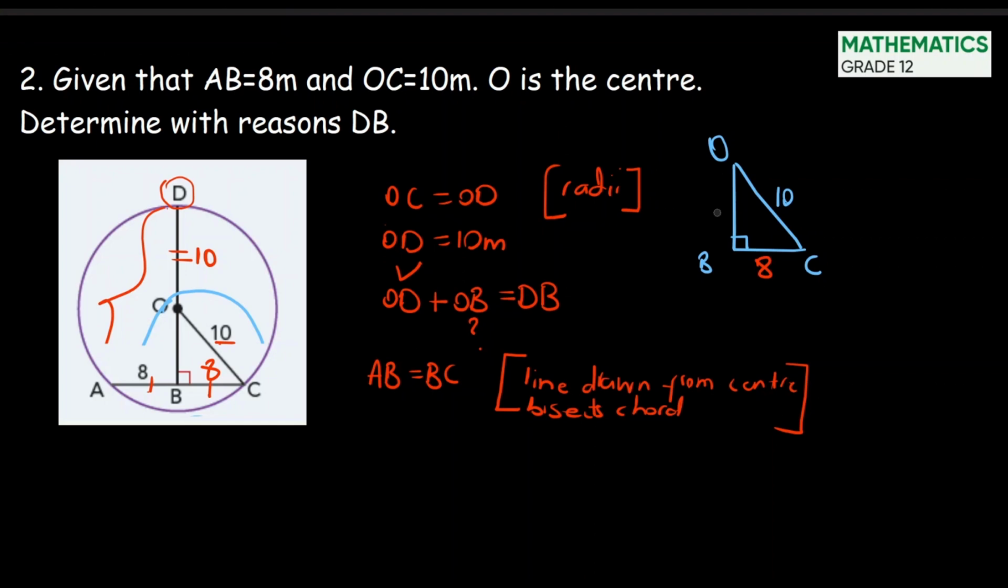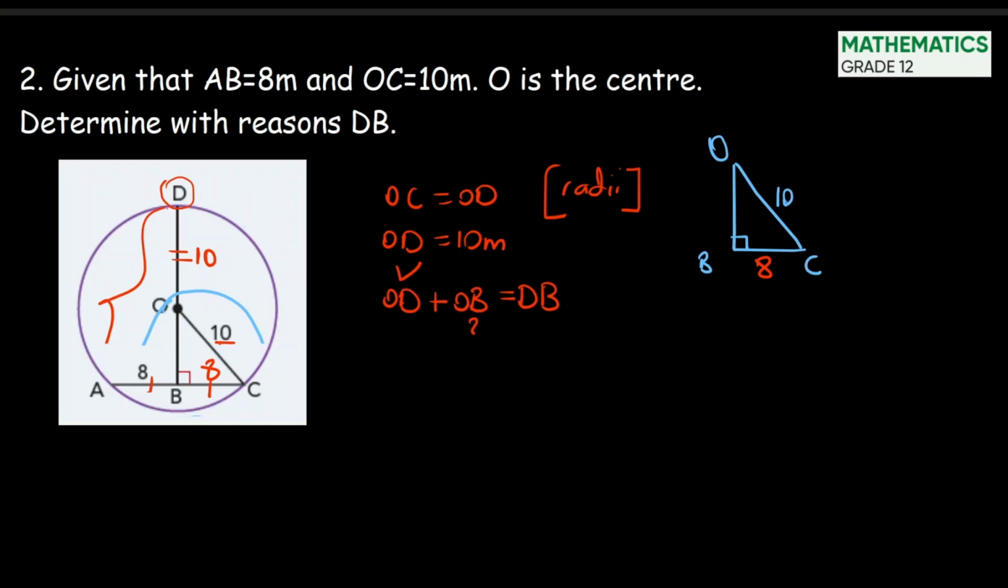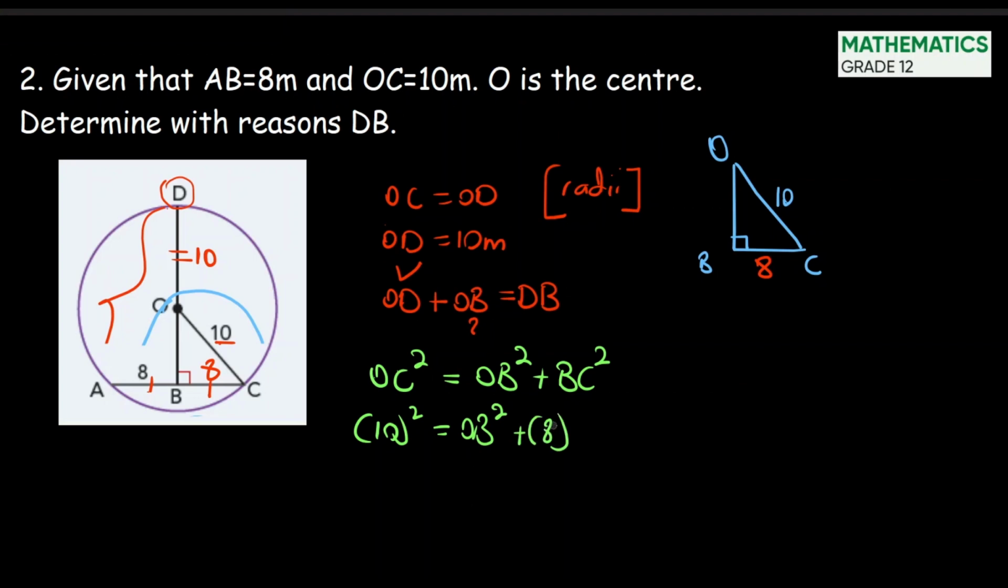So then how are we going to find our OB? Remember the famous theorem you use when you have a right angle triangle, 90 degrees? It's Pythagoras' theorem. So we're going to go ahead and use our Pythagoras skills. Pythagoras says the longest side, OC squared, is equal to the sum of the two sides, which is OB squared plus BC squared. So then what do we do? You just substitute and solve. OC is 10 squared, which is equal to OB, that's what we're looking for, plus BC. What's BC? It's 8 squared.